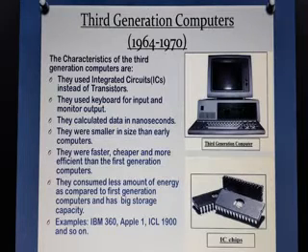Now the next characteristic is they were faster, cheaper and more efficient than the first generation computers. Obviously, the third generation of computers was faster, cheaper and more efficient than not only the first generation but the second generation of computers. It was faster, and it was also more reliable than the previous generations. The third generation of computers also had a big storage capacity.